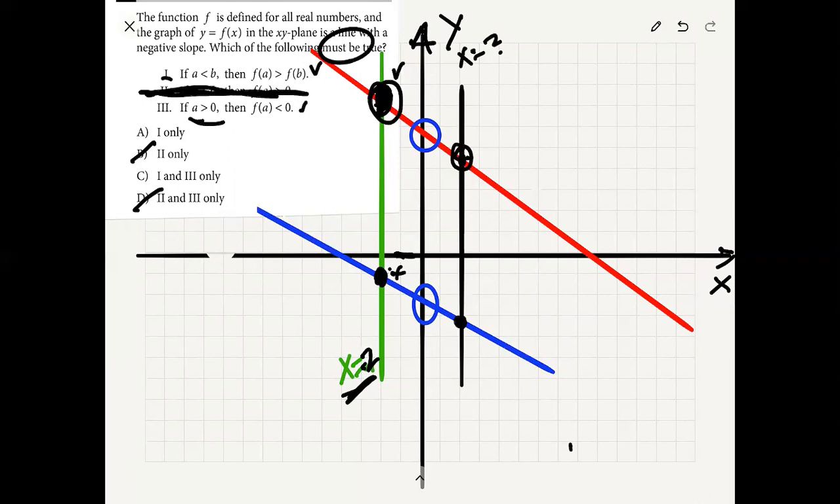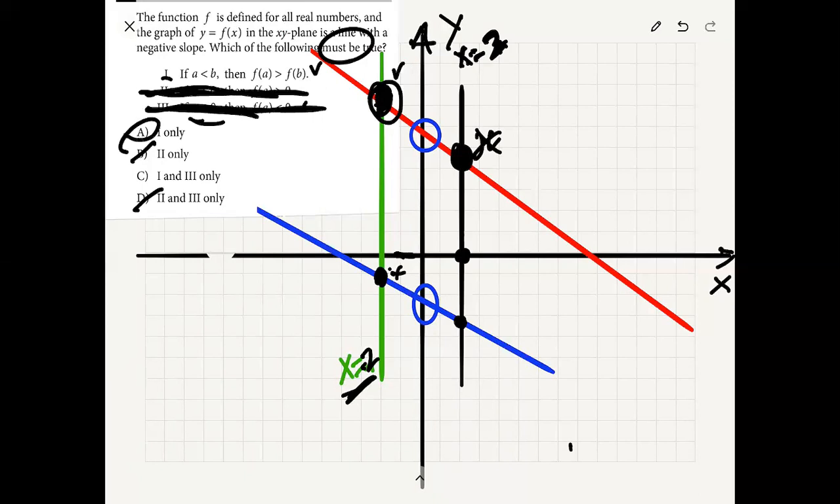So let's go and look. So remember we had this one, this is x equals 2. So f of 2 right here, this is not less than 0. This is greater than 0. Here's the 0 down here, and here's the output. The output is definitely not less than 0. So this one is not true either. So 2 and 3 are not true, and the answer is 1.